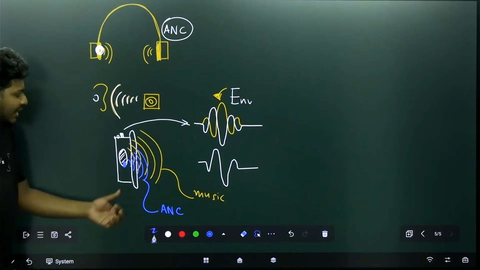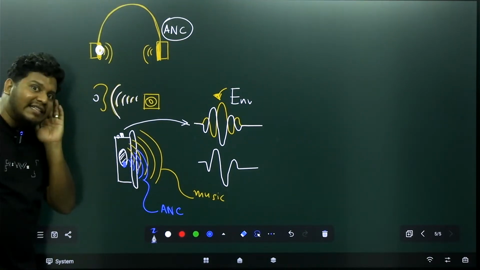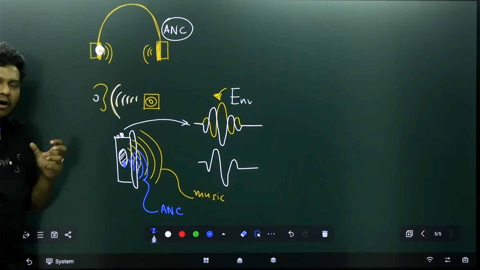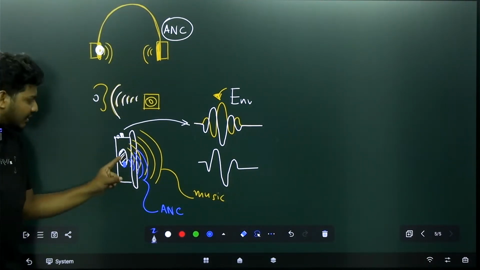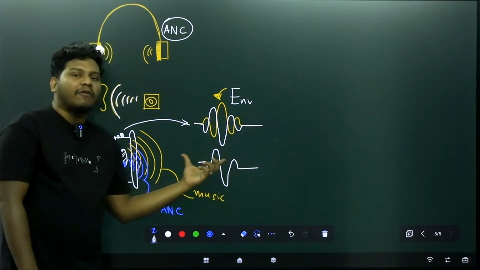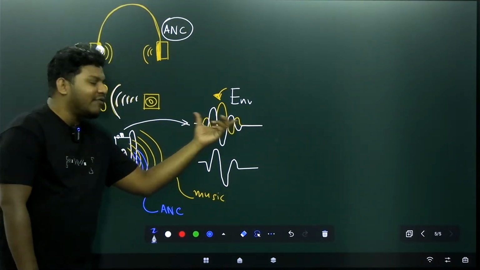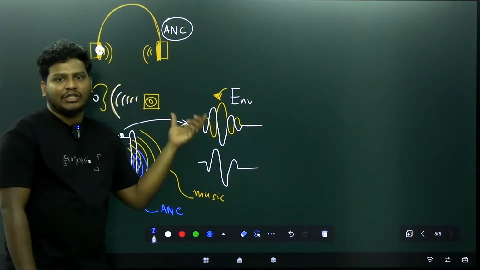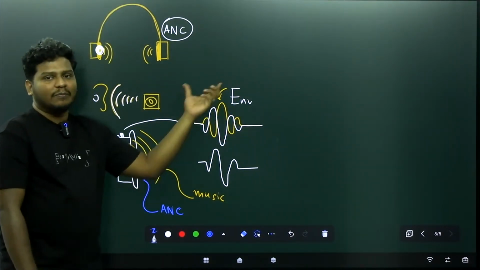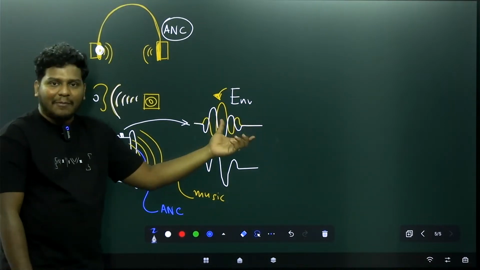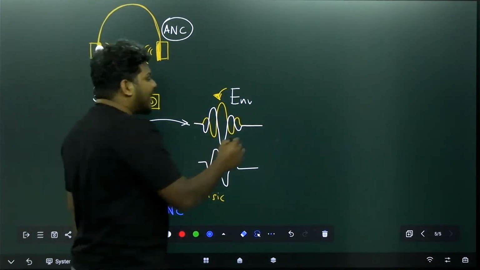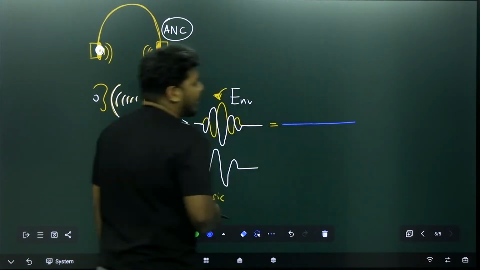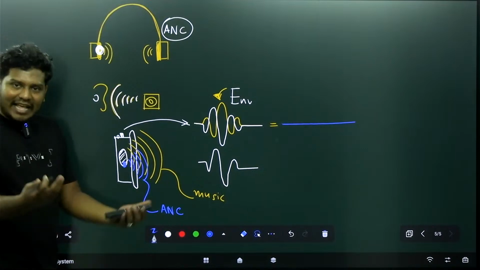With this active noise cancellation, we are also hearing the environment sound. But while hearing the environmental sound, at that instant of time, the speaker will produce the opposite of that wave. So those two waves become a superposition. When those two waves superpose, they cancel, and the resultant wave will look like this. What is this? Silence. There's no sound.